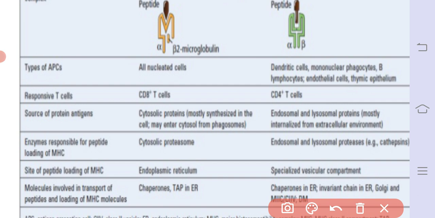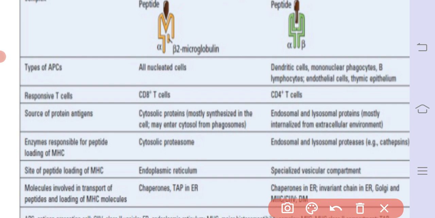Then the next point, responsive T cell. The antigen presented by a class I molecule will be responded to by a CD8 plus cell, or T cytotoxic cell, whereas the antigen presented by a class II molecule will be responded to by a CD4 plus cell, or T helper cell.